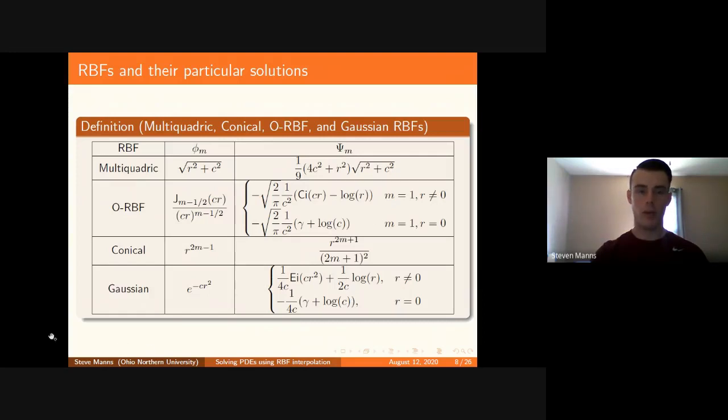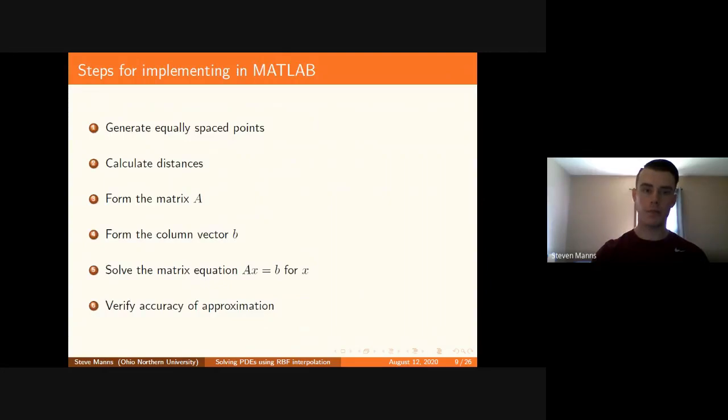Two things I want to point out about this table is that the conical is the one of the four that does not depend on a shape parameter value c. And although the expression for the mth order particular solution of the oscillatory radial basis function has been derived previously, we present in this table only the order being used in examples to make the table easier to read.